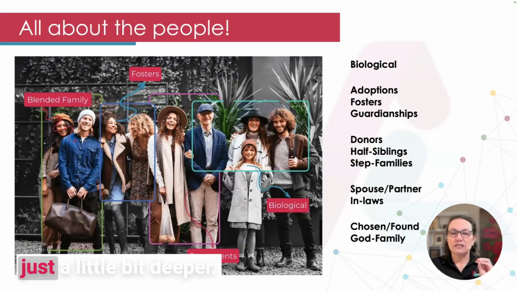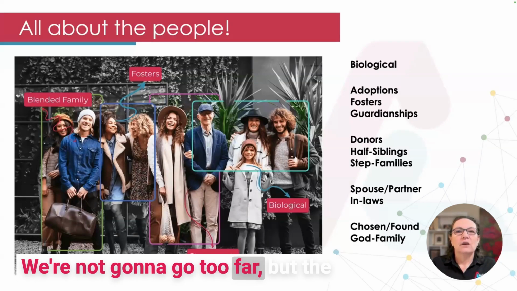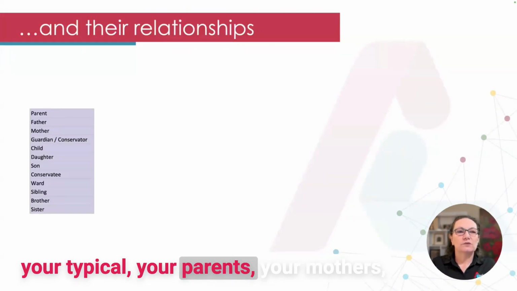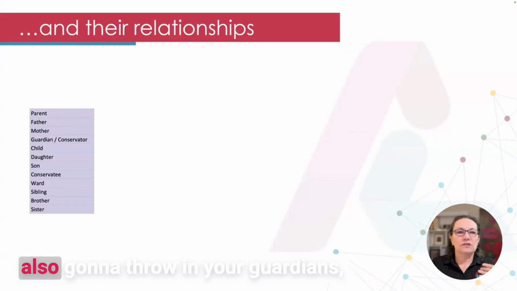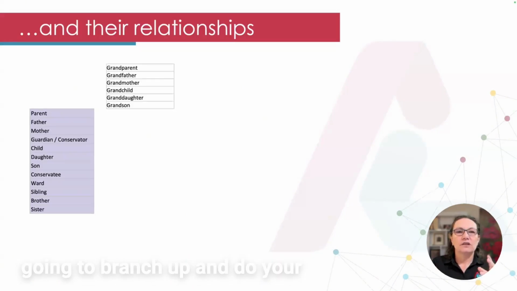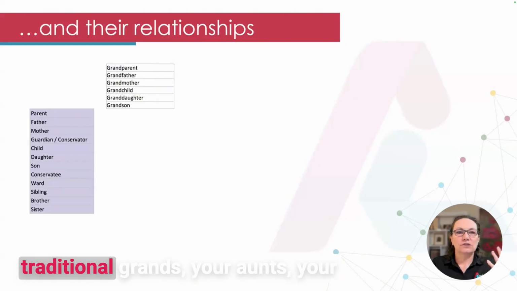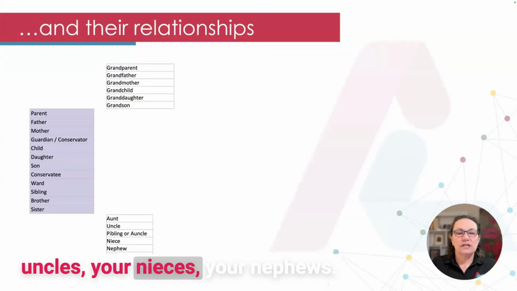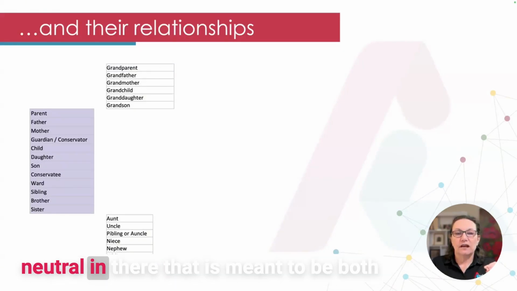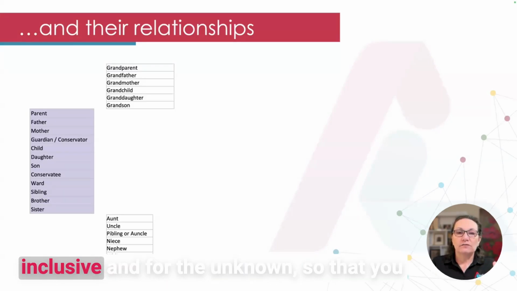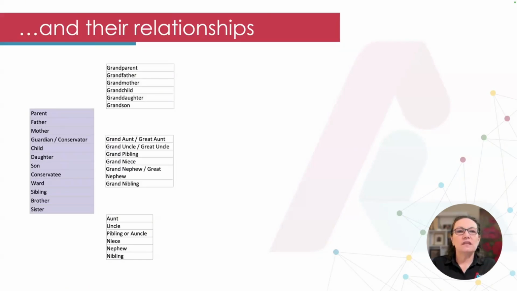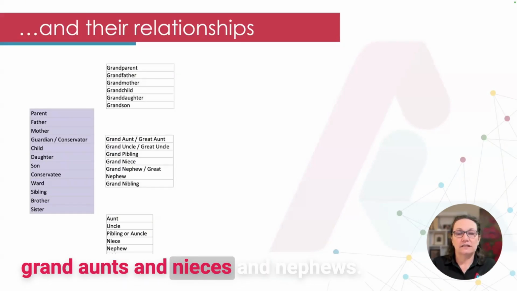So let's take a look just a little bit deeper. We're not going to go too far, but we're going to start with your typical relationships, your parents, your mothers, your fathers, your children, but we're also going to throw in your guardians, your conservatees, your wards. So we start at one level. Then we're going to branch up and do your traditional grands, your aunts, your uncles, your nieces, your nephews. Now, anyone that can read that little type will notice that we also have gender neutral in there. That is meant to be both inclusive and for the unknown so that you can continue to carry on your research. Then we're even going to go to your grand aunts and nieces and nephews.